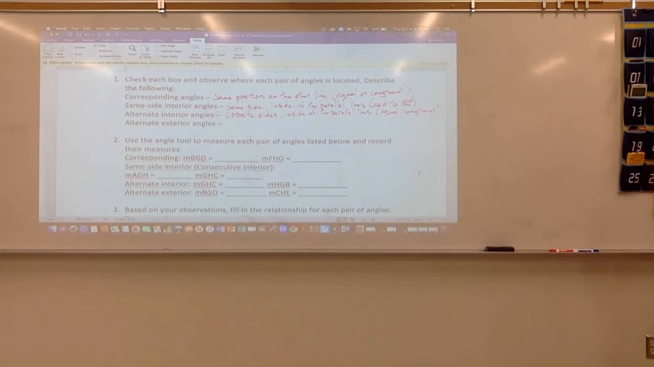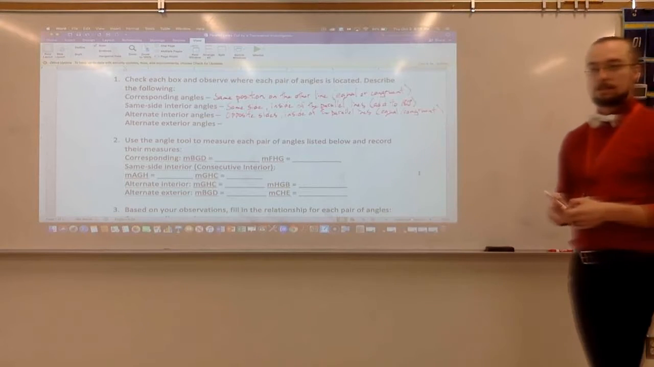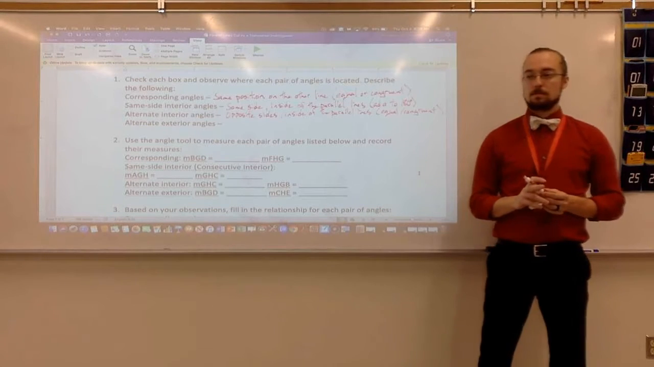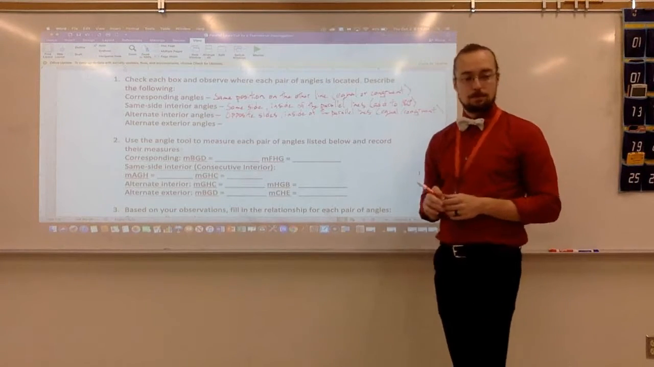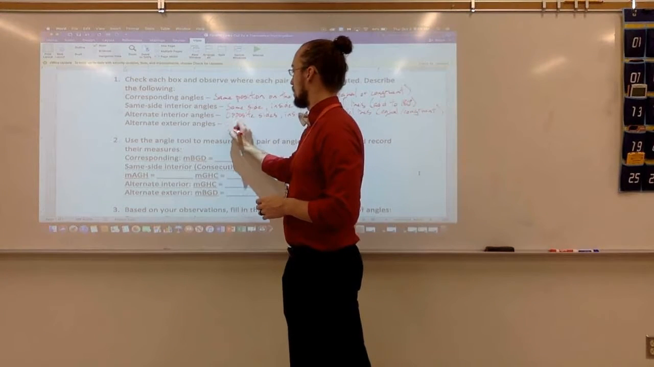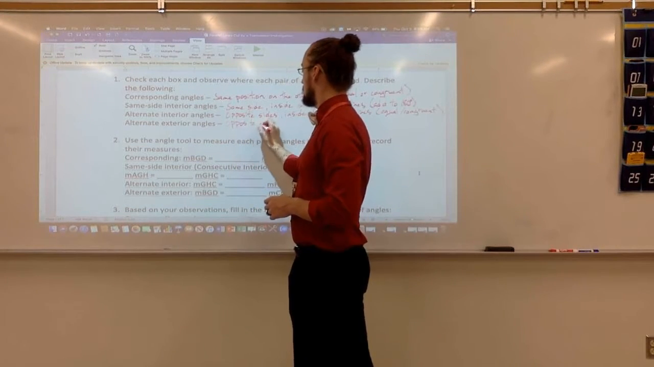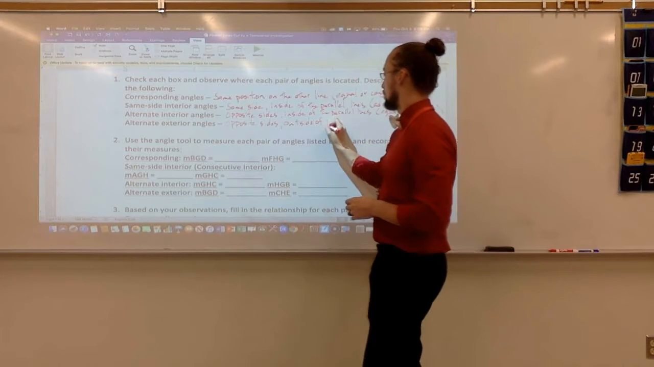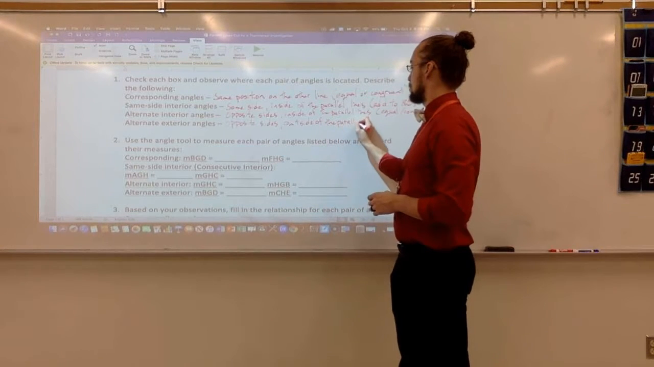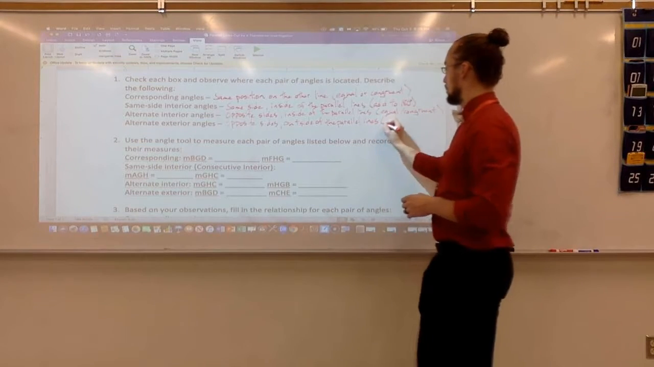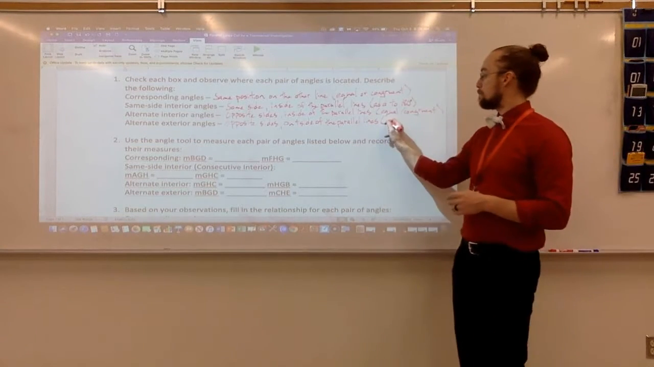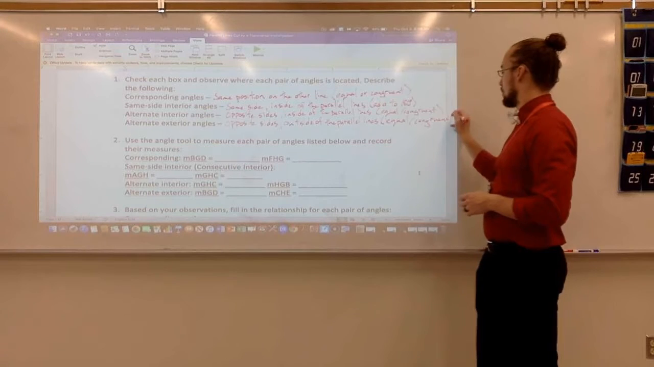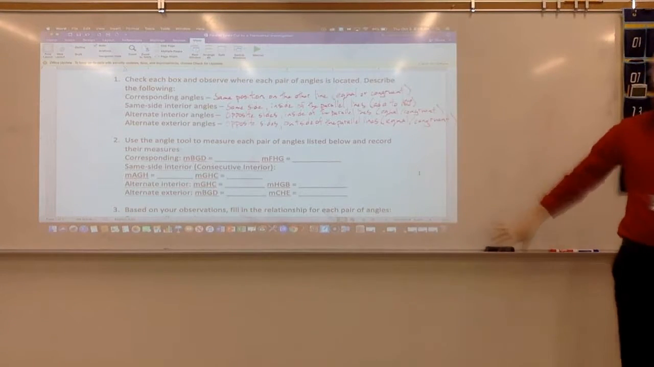Then how about the last one, alternate exterior? What were those? Okay. Opposite sides of the outside of the parallel lines. Yeah. Opposite sides on the outside of the parallel lines. And then were those equal or add to 180 or what? Equal, right? Okay, so what about the very last part?